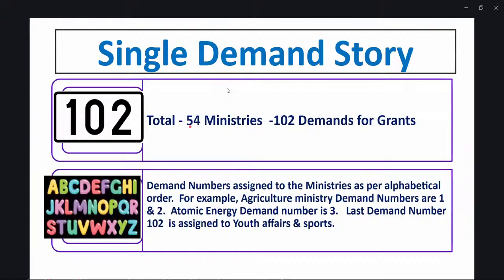Yeah. Now 102 demands is the total for central government. Out of 102 demands, our demand number is 85. So these demand numbers are in alphabetical order. They are allotted to all ministries. That means obviously the agriculture ministry is allotted demand numbers 1 and 2. Atomic energy is demand number 3. And the last demand number, 102, is the Ministry of Youth Affairs and Sports. Because there is no ministry starting with Z. So this is the simple thing. There is no fixed one. If any new ministry or new department is added, our demand number will be moved plus or minus. Okay.